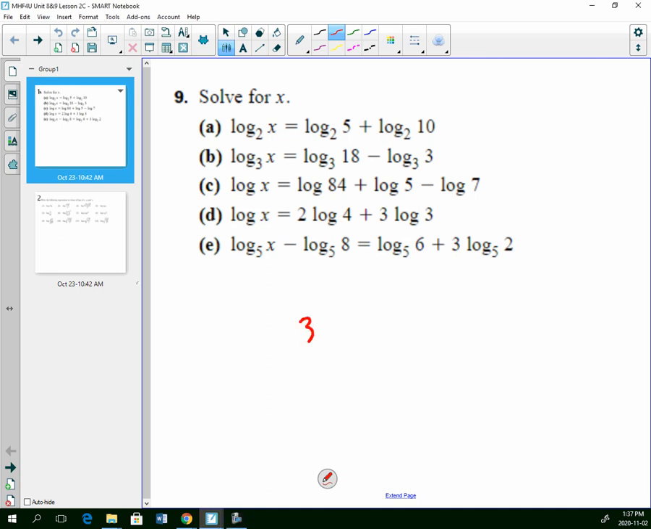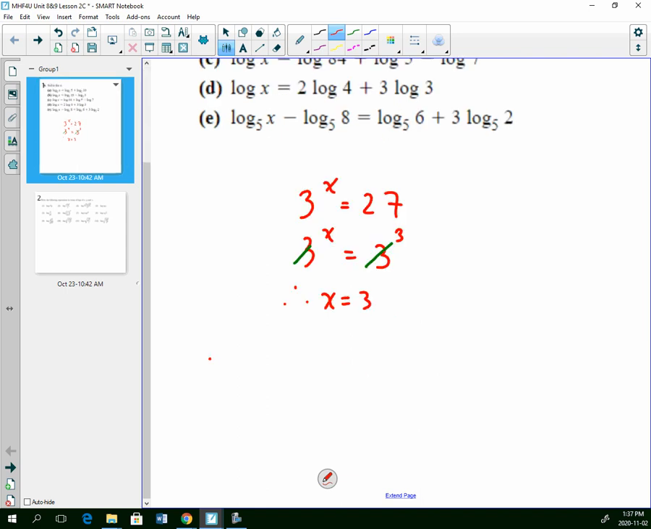So for example, let's say we had 3 to the x equals 27. We would make sure that we had the same base on each side. So we would change 27 to 3 to the power 3. And once we had base 3 on the left, the same as base 3 on the right, we didn't really need the base anymore. We knew that the exponents must be equal. So it's the same with logs.